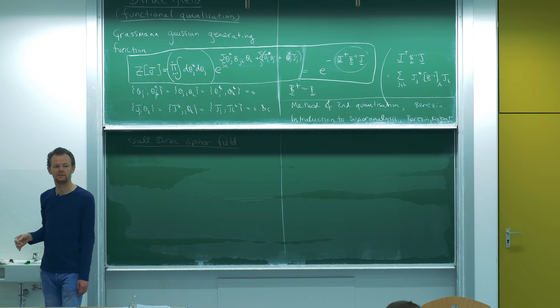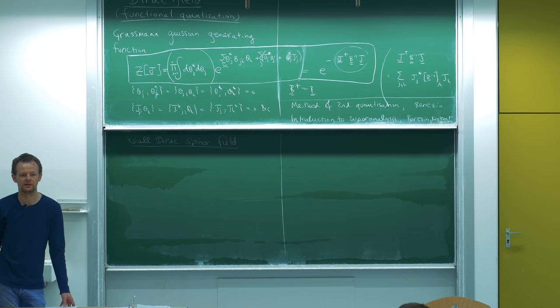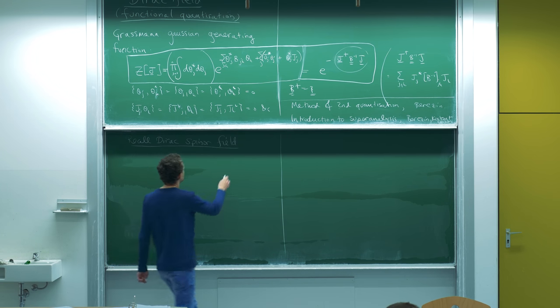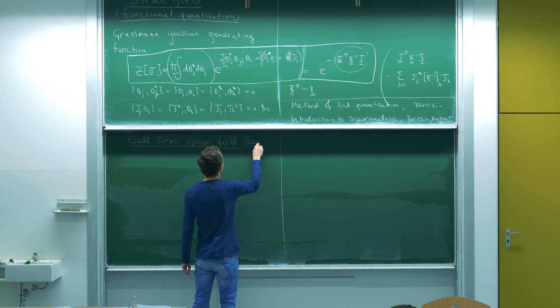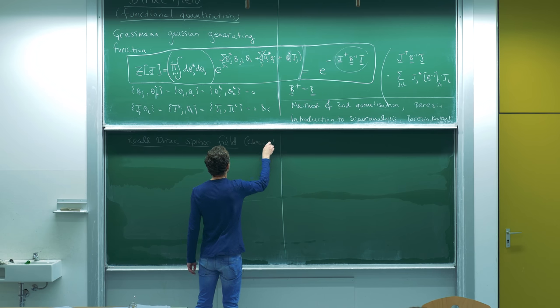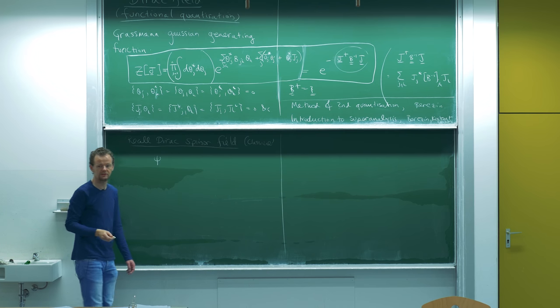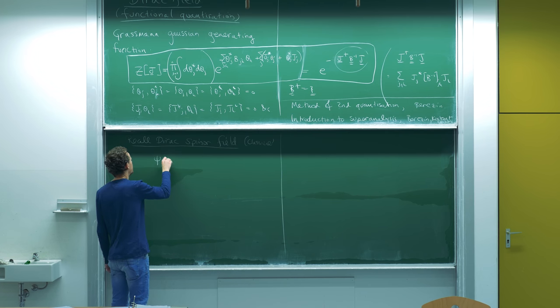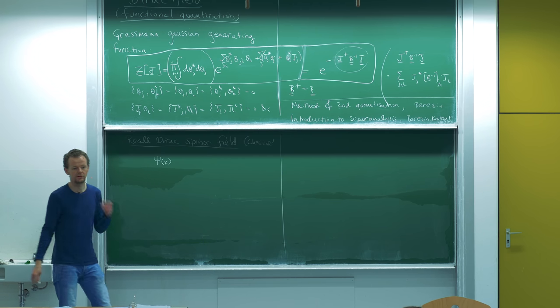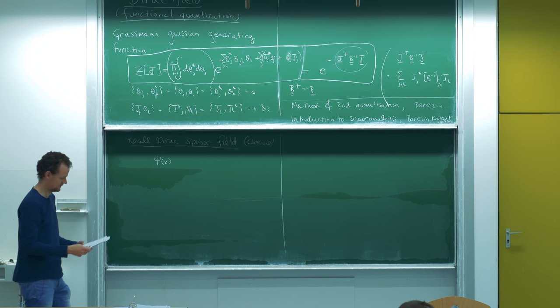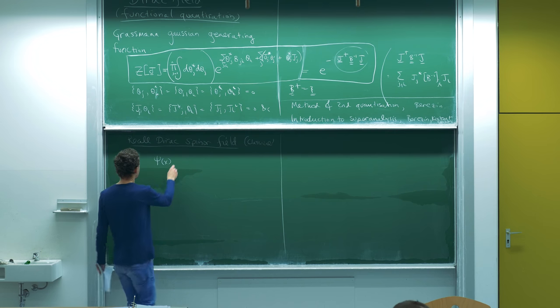We're going to have to talk about fermions at some point, so let's get it out of the way. Dirac fermions, Dirac spinor fields. This is classical at the moment. So what are they? Well, they are four-component objects that depend on space-time and that furnish a representation of the Poincaré group. So we discussed that in the last course.